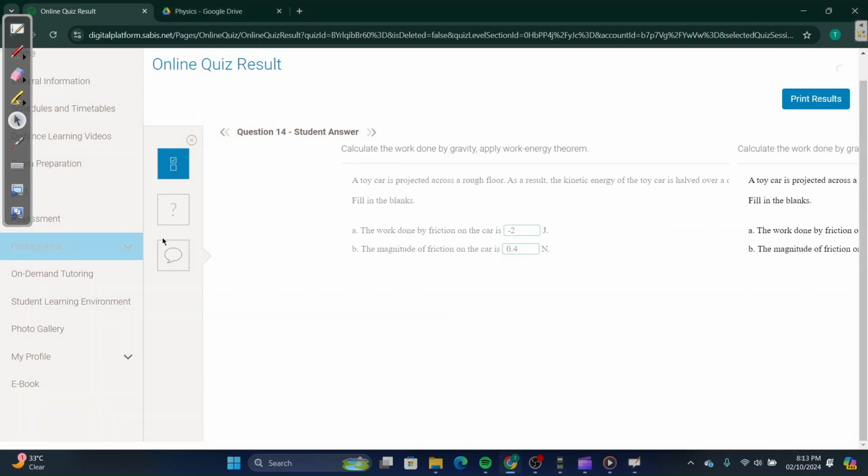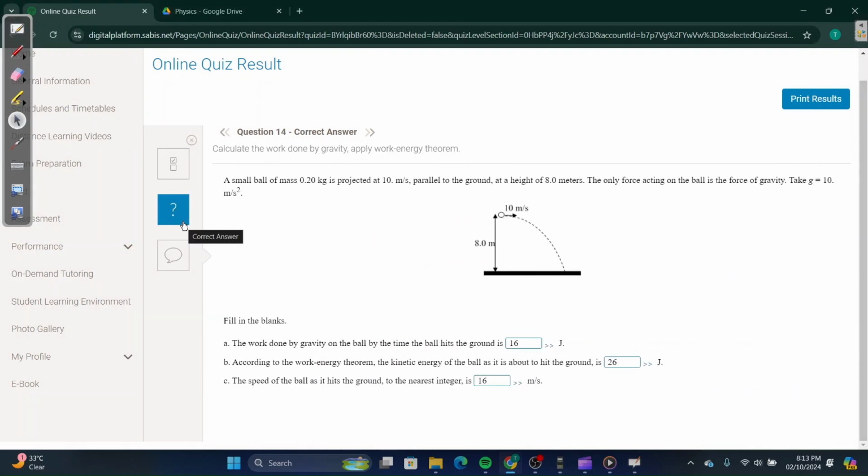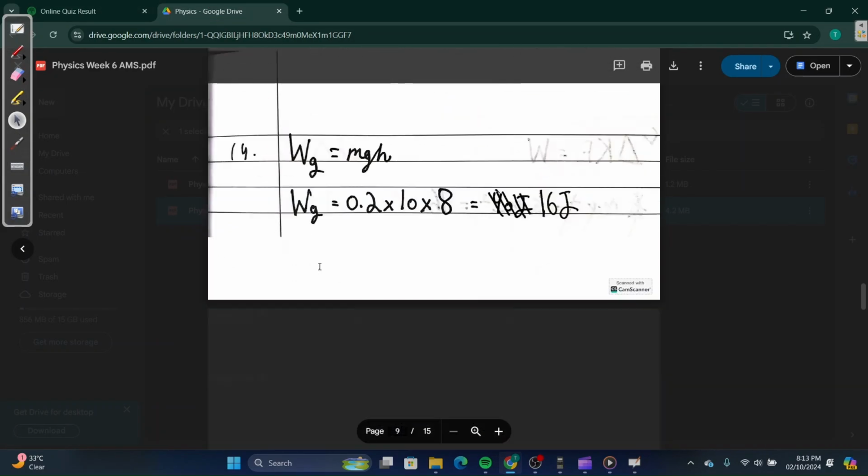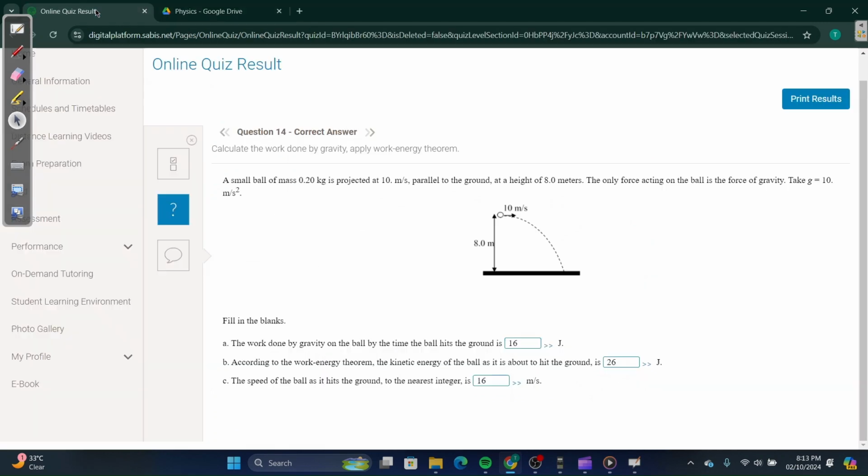Okay, question 14. Where are we? We're on 8. No, we need to go down to 14. So the work done by gravity, again, is mgh. The mass is 0.2 times 10 times 8. 0.2 times 10 is 2, and 2 times 8 is 16. So A is 16.